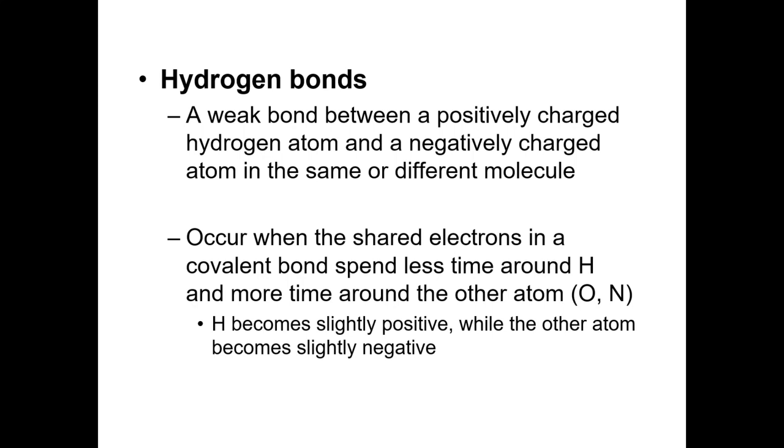What happens is then the hydrogen becomes slightly positive while the other atom becomes slightly negative. The reason is that electrons are negatively charged. So if there's more negative entities around the oxygen or nitrogen, it will be more negatively charged. And the hydrogen will have less negative entities around it, therefore it would become more positively charged. We have to remember that electrons are negatively charged.